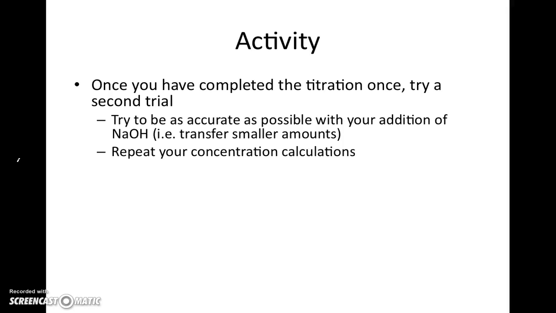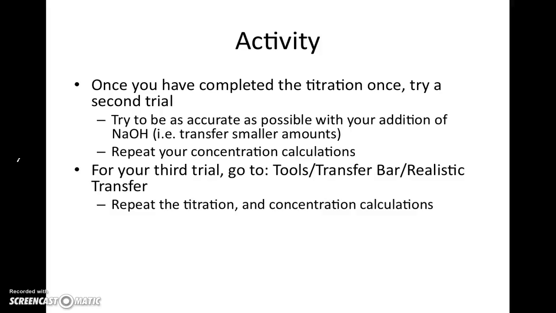Once you've done the titration once, do a second trial the exact same way just to verify your results. Try and be as accurate as possible using the smallest transfer amounts possible. Repeat your concentration calculations just to check and make sure you've got about the same numbers for both trials.